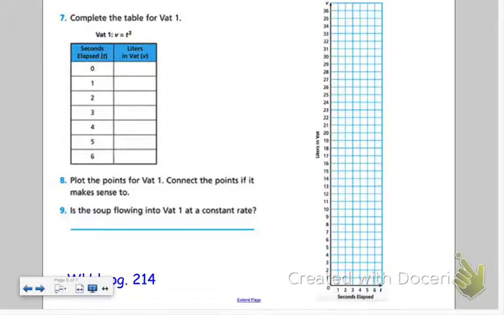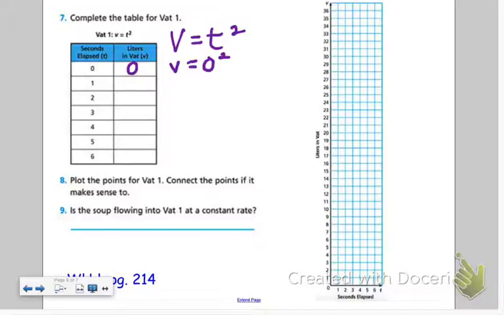Vat 1, remember the equation was V equals T squared, or the number of liters in the vat is equal to the number of seconds squared. So let's use that equation to help us complete this table. If I have V equals T squared, if I have 0 seconds, that means V, the number of liters, is equal to 0 squared. And obviously 0 squared is just 0. So if 0 seconds have elapsed, then I've got 0 liters in my vat.